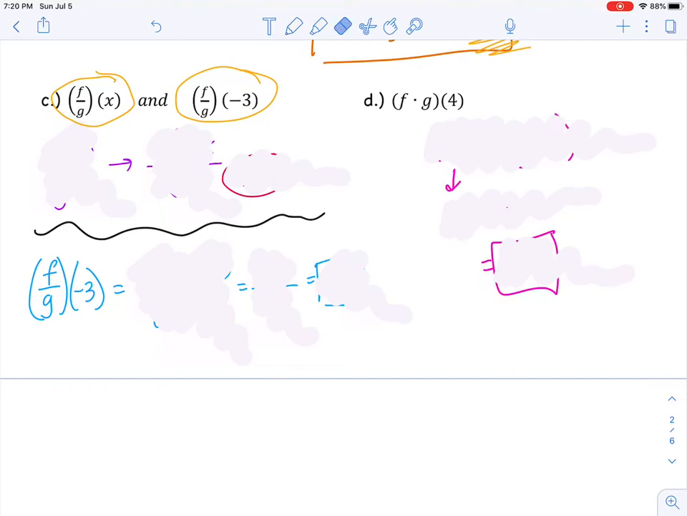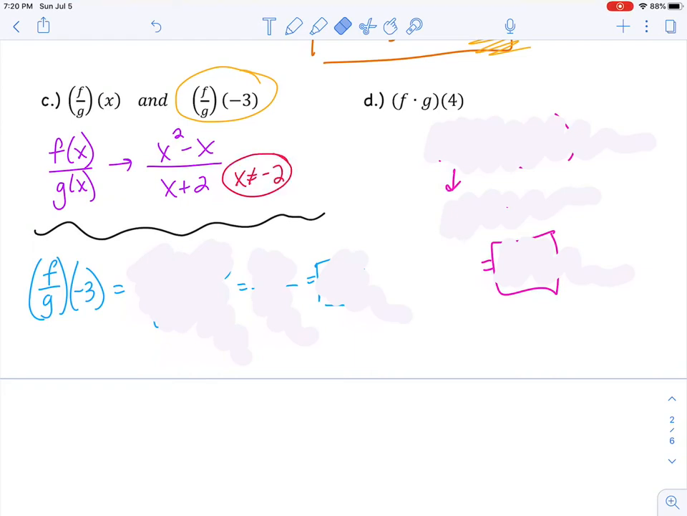All right, f of x divided by g of x, we could do them separately. So we know that f of x was my x squared minus x, my g of x was my x plus 2. And now the only thing that I'm worried about now, because I have a rational expression, is that denominator. So x can be anything except for what's going to cause that denominator to equal 0. So I can say that f divided by g of x is x squared minus x over x plus 2, as long as x does not equal negative 2.